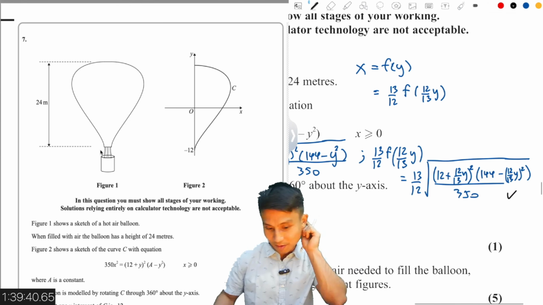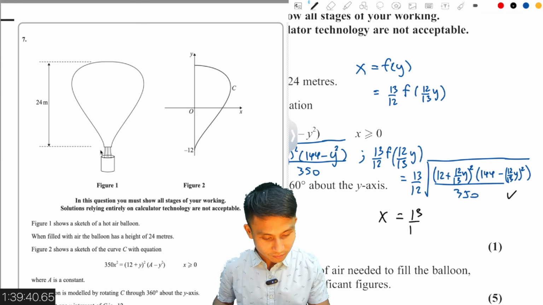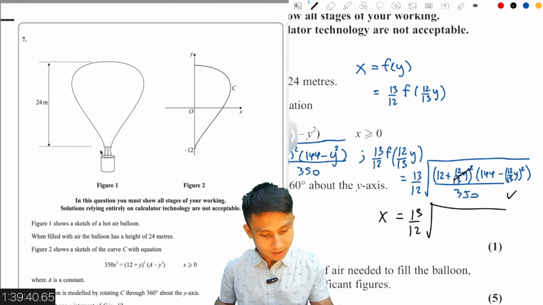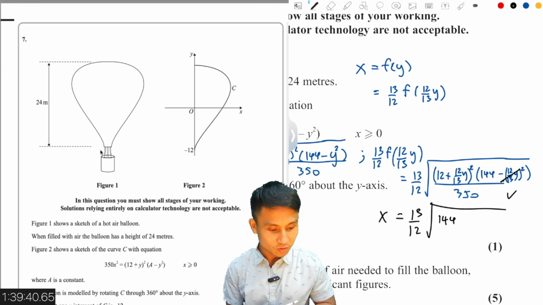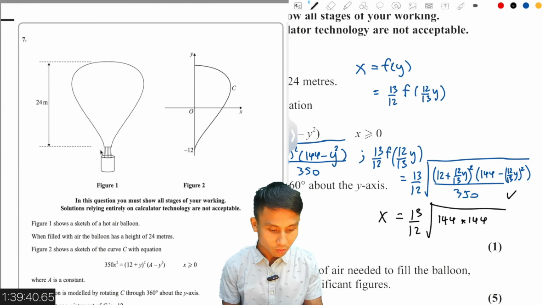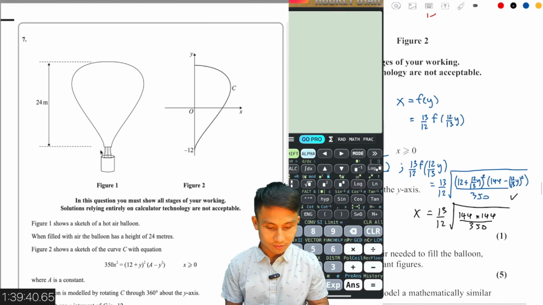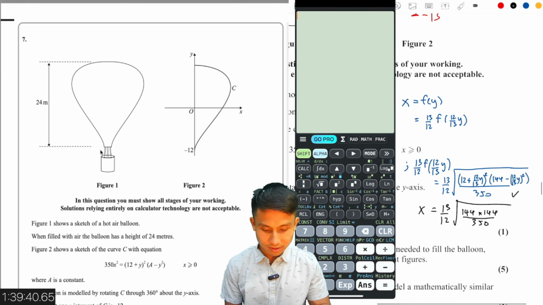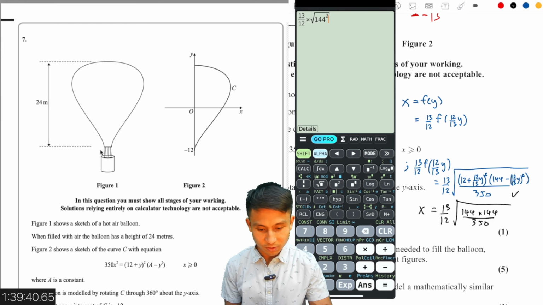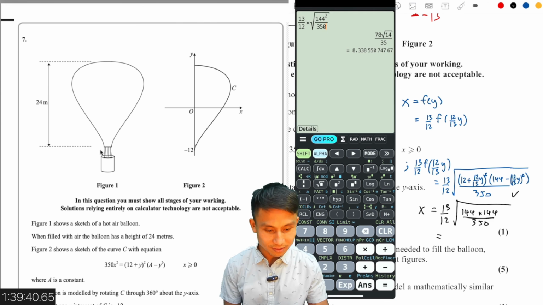We sub y equals 0, what happens? So x would be equal to 13 over 12 square root. Okay, y equals 0 here, so that goes away. We have 144 here because that's 12 squared. And then this one also goes away. We have also 144 there, over 350. Okay, so what is that? Well, we can use a calculator: 13 over 12 times square root of 144 squared. We already know that, I think, but let the calculator simplify that. So 78 root 14 all divided by 35.